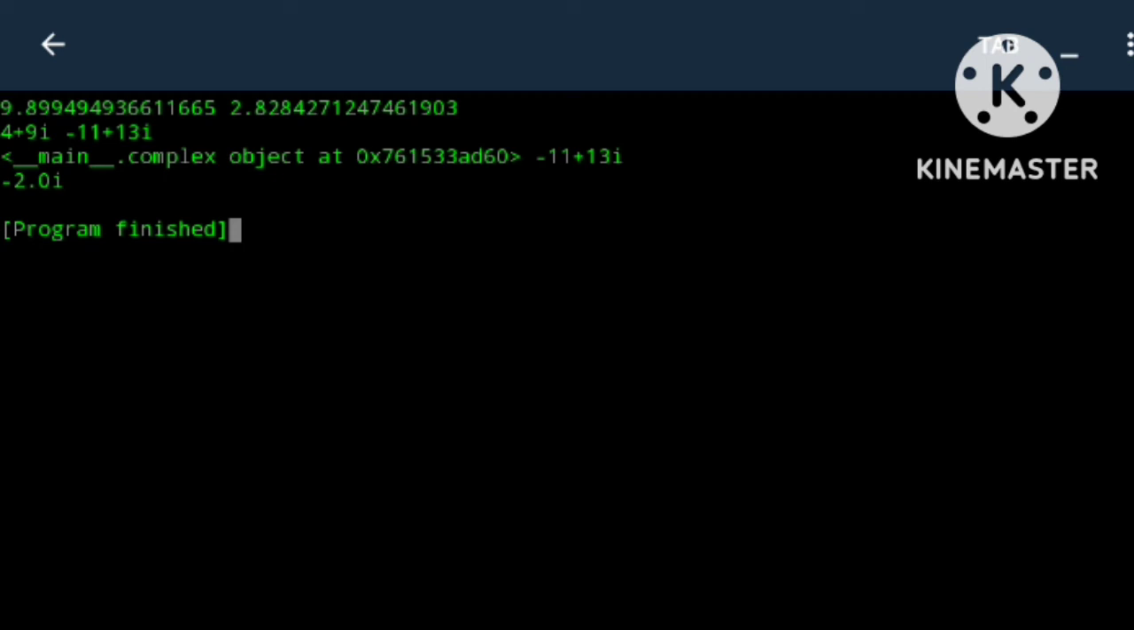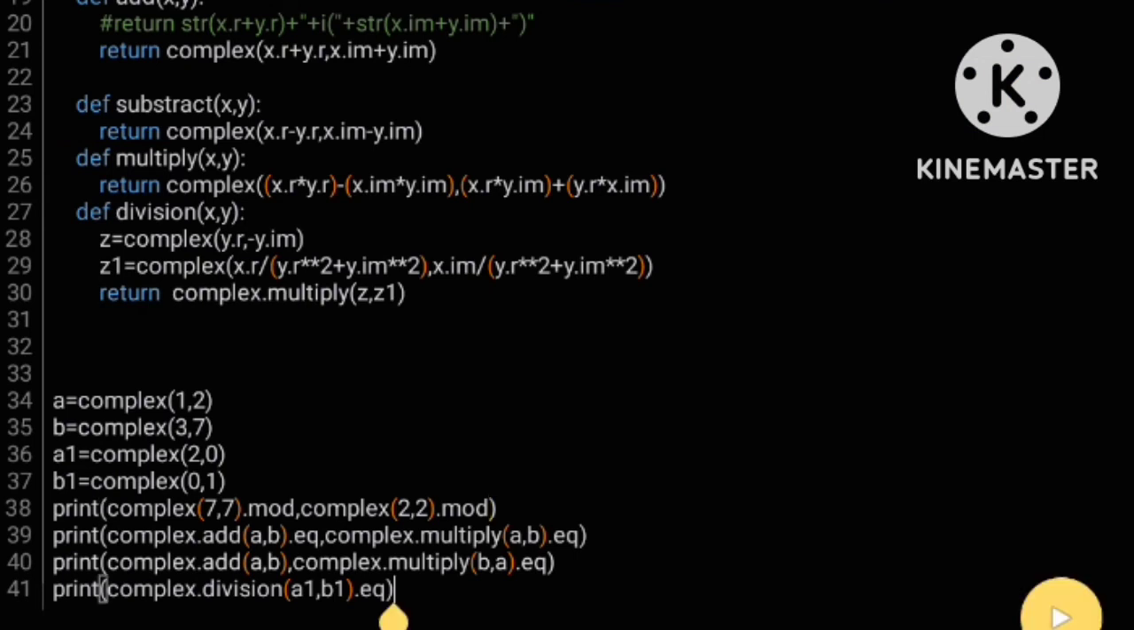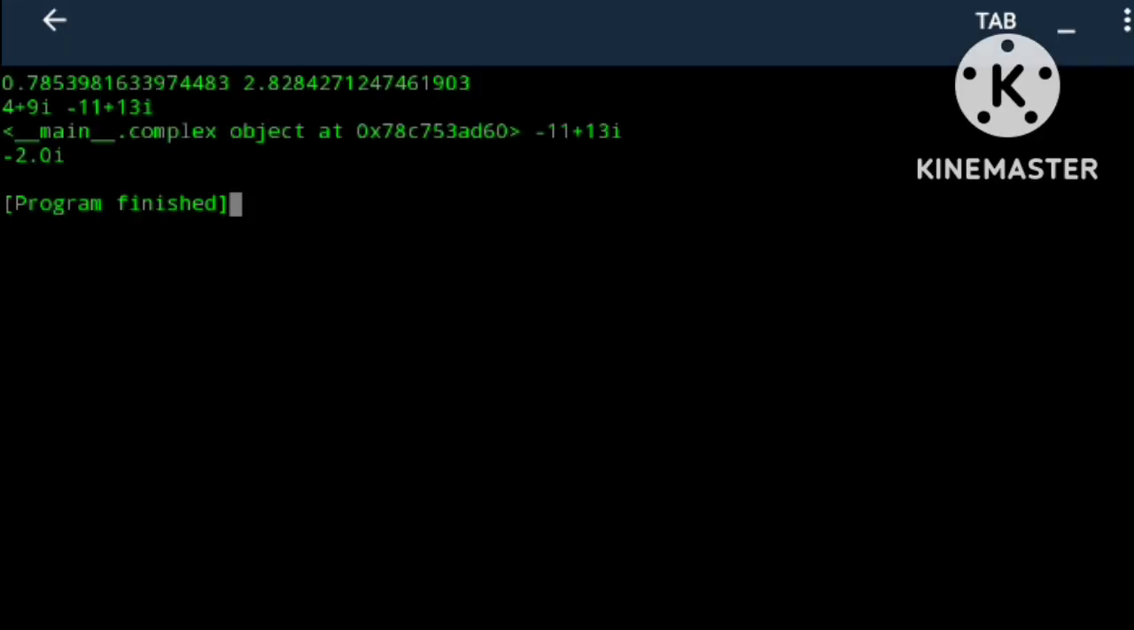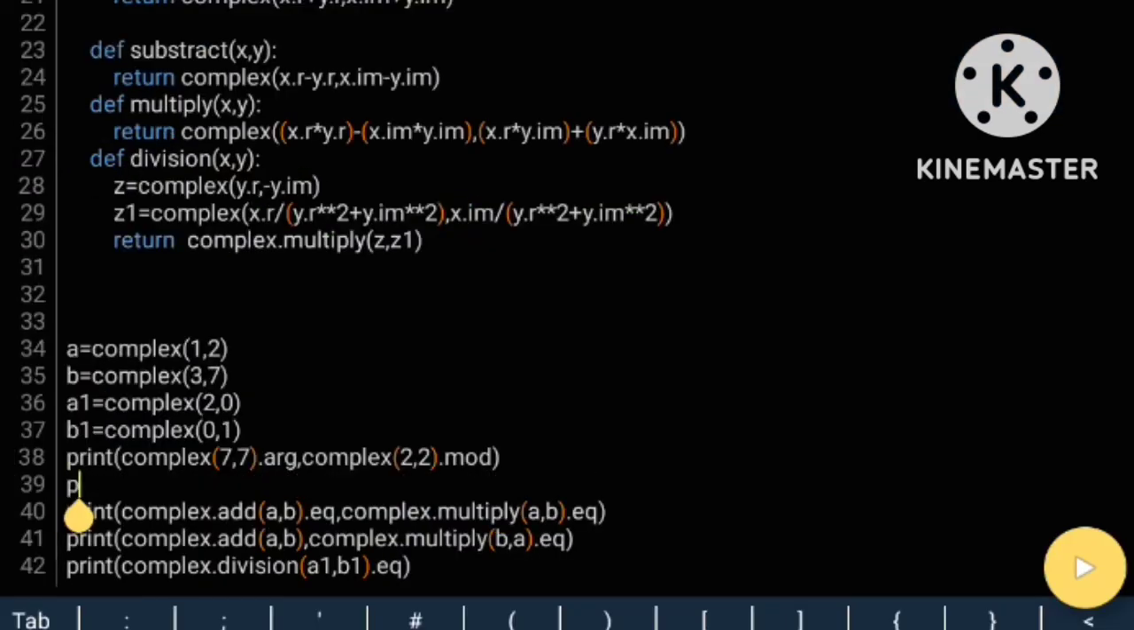Now you can check or calculate by yourself to see how the code is working, if it is accurate or not. If anything is wrong, please let me know in the comments. Please note the values, and for now let's try some more complex numbers and see if the code is working properly or not.